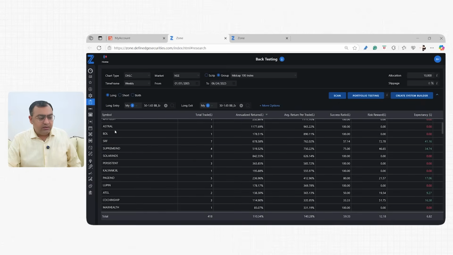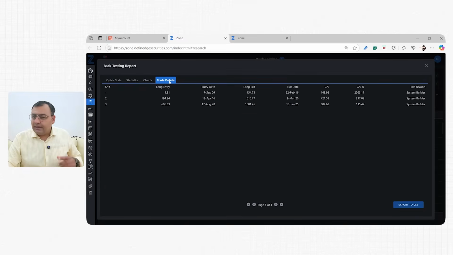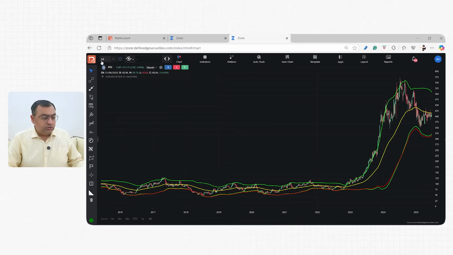You have BDL, you have Astral, which has given 5 trades, 3 trades to you. Okay, there would be a lesser number of trades in this strategy because we are looking at a long term point. 5, it got exited at somewhere around 154, 194 got exited at somewhere around 615. Then it re-entered at 696, which I guess is still going on. Okay, no, it exited. So let's move on to Astral and check out how the chart is showing.